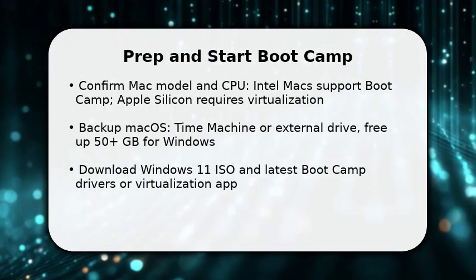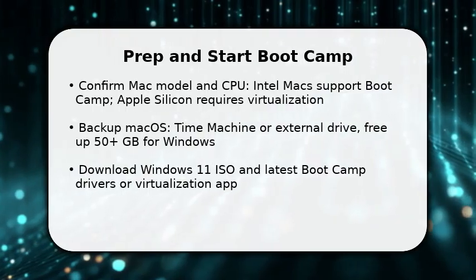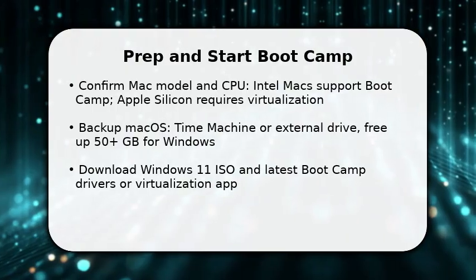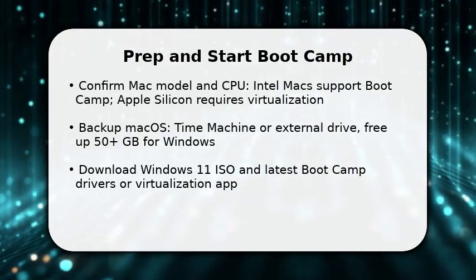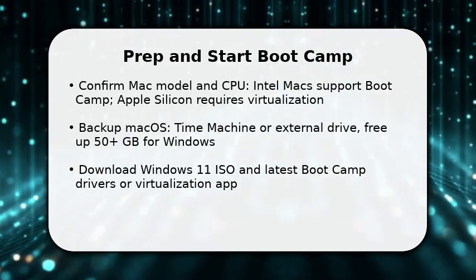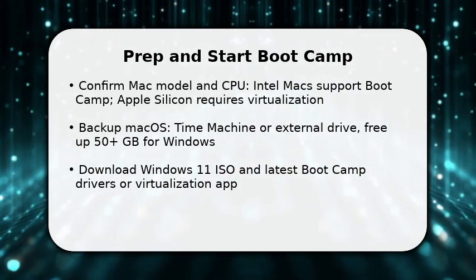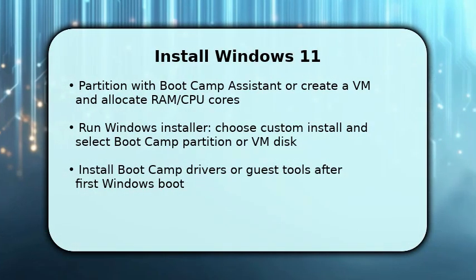Make sure you free at least 50 GB and connect a power adapter. You prepare a USB or allocate a partition now. This saves time and prevents mid-install interruptions as you move to partitioning or VM configuration next. You proceed to the installation step depending on your path.